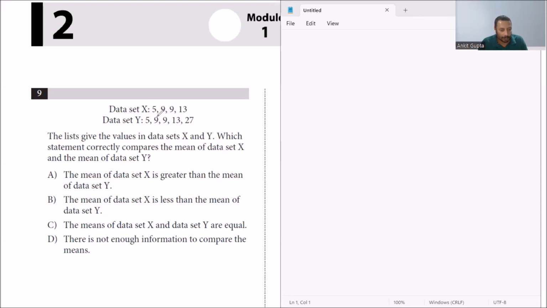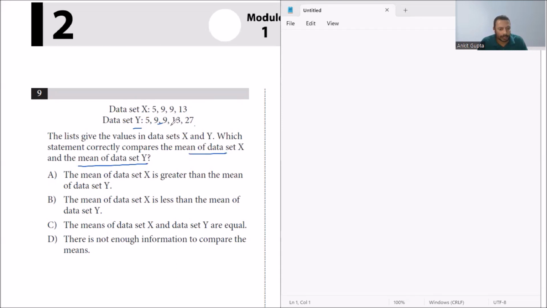Data set X is equal to 5, 9, 9, 13. Data set Y is equal to 5, 9, 9, 13, 27. The list gives the values in the data sets X and Y. Which statement correctly compares the mean of data set X and the mean of data set Y?